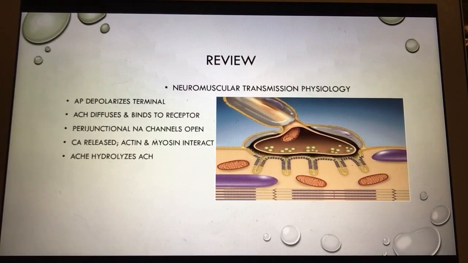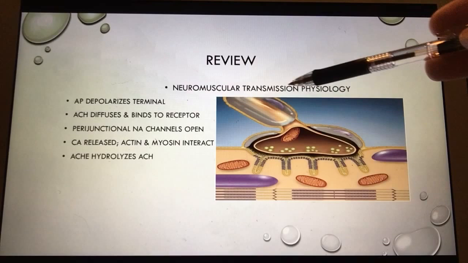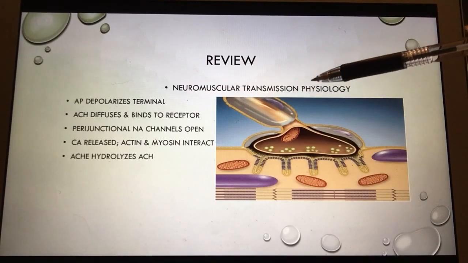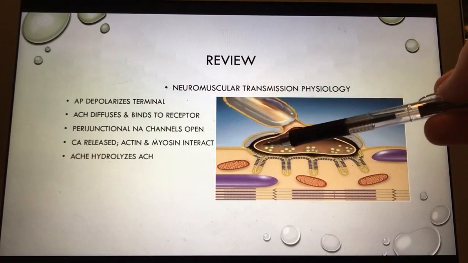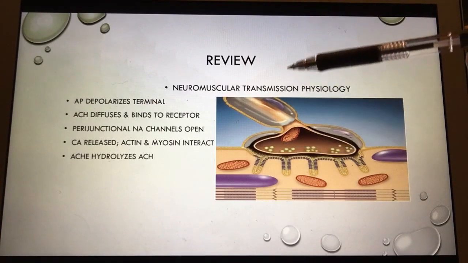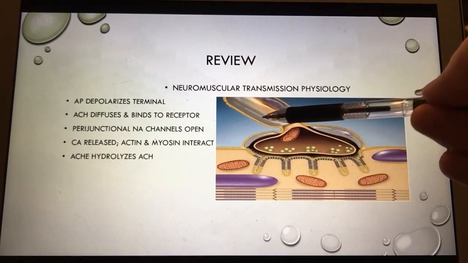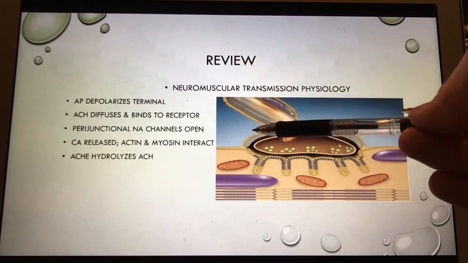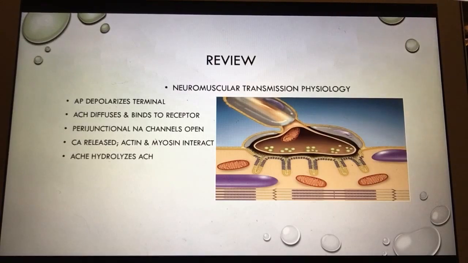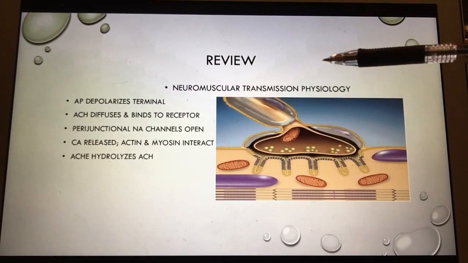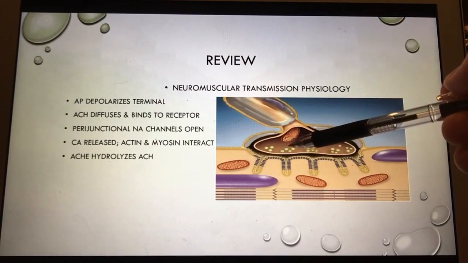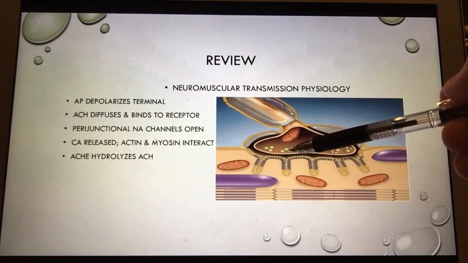So normally a nerve's action potential will be sent down and it depolarizes the terminal. Right here's the terminal, and as it depolarizes it, this causes a calcium influx through those calcium channels that I discussed that aren't pictured here, which will then cause a release of acetylcholine from the storage vesicles here.